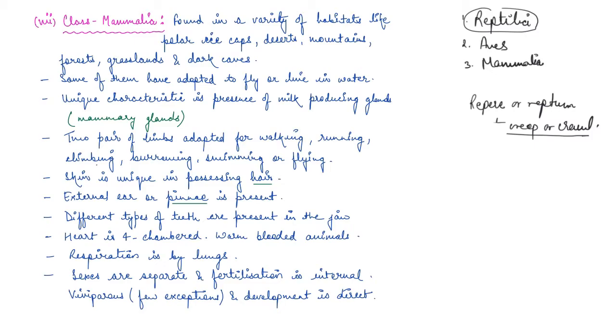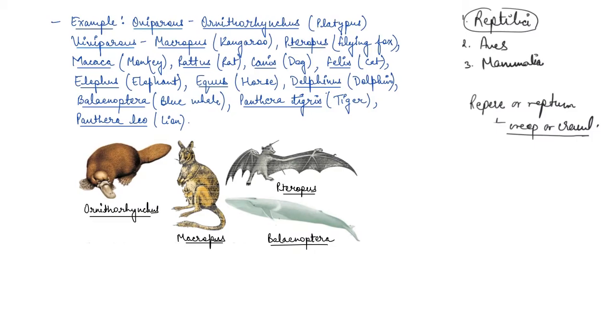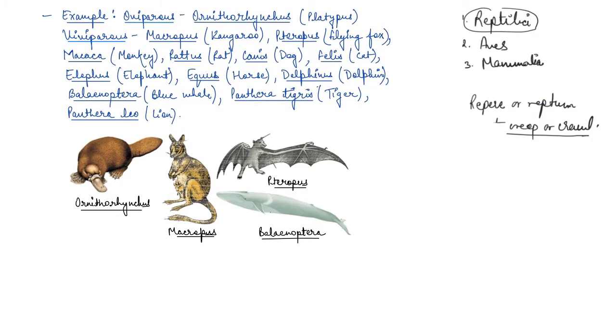Okay. Now some examples of mammals are: you have platypus, which is oviparous, egg laying. You have kangaroo and flying fox, which are viviparous. You have monkey, rat, cat, dog, elephant, horse, dolphin, tiger, lion, and humans as well, right? So with this, we end the fourth chapter, which is Animal Kingdom.